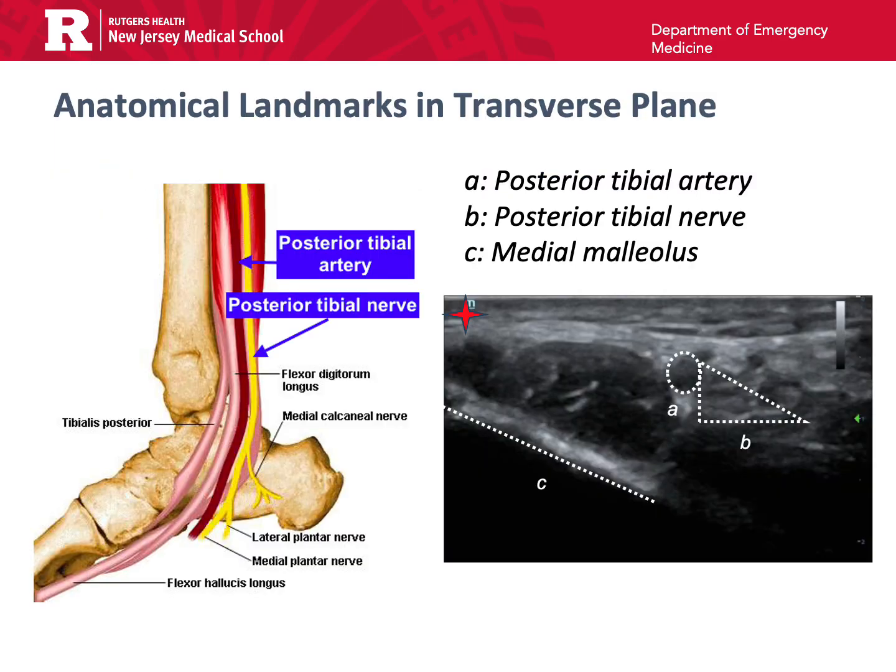The main anatomical landmarks to perform this block include the posterior tibial artery, posterior tibial nerve, and medial malleolus. You should orient the linear probe in the transverse plane just superior to the medial malleolus with the probe marker towards the patient's anterior. The posterior tibial nerve should be visualized posterior to the posterior tibial artery.